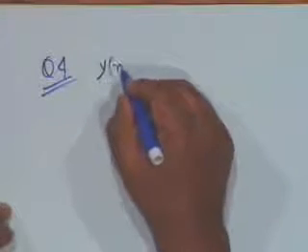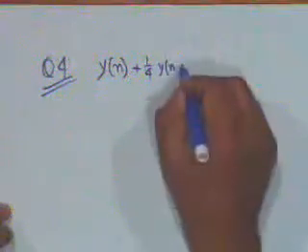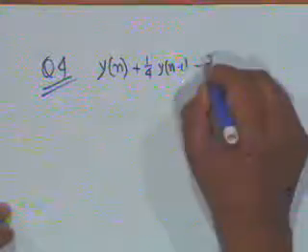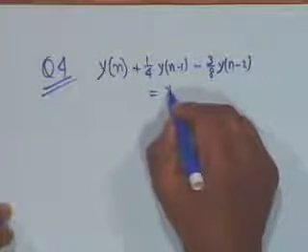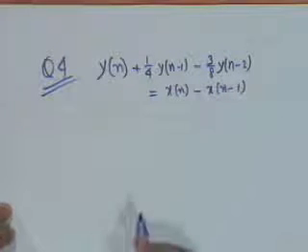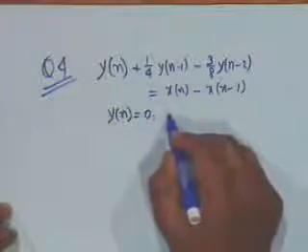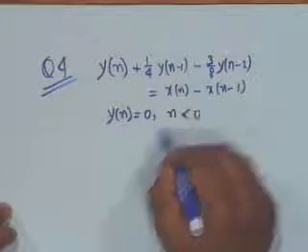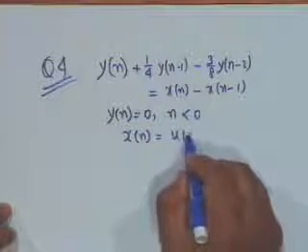The difference equation is y of n plus 1/4 y of n minus 1 minus 3/8 y of n minus 2 equal to x of n minus x of n minus 1. This is the equation to be solved, given that the system is at initial rest, that is y of n is 0 for n less than 0, and x of n is u of n, not delta n.